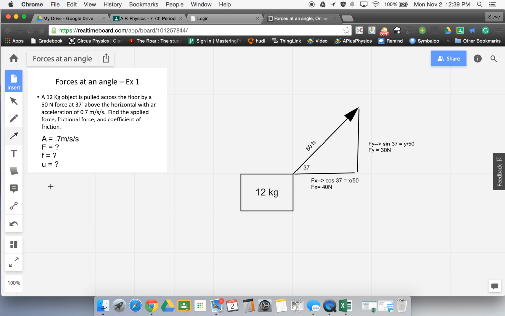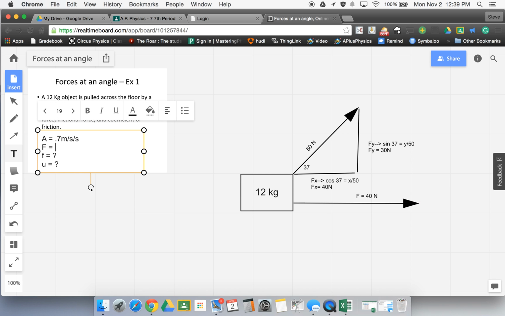Now, whenever you solve for the x, that is your applied force. So this time we're pulling this object, so our object is going to move to the right, and that would make our applied force our x leg of the triangle. So force is equal to 40 newtons. That's the first thing they asked me to solve for, was the force. So now I know the force is 40 newtons.